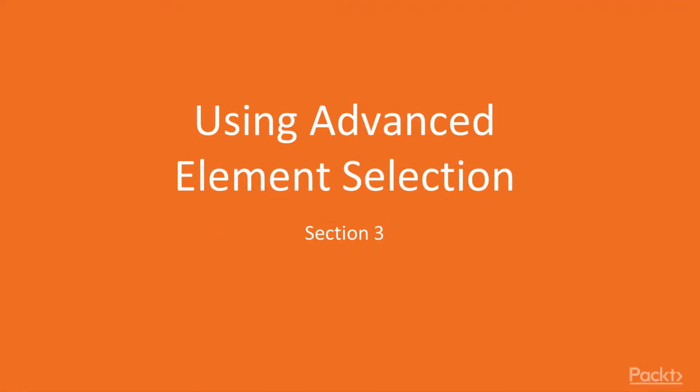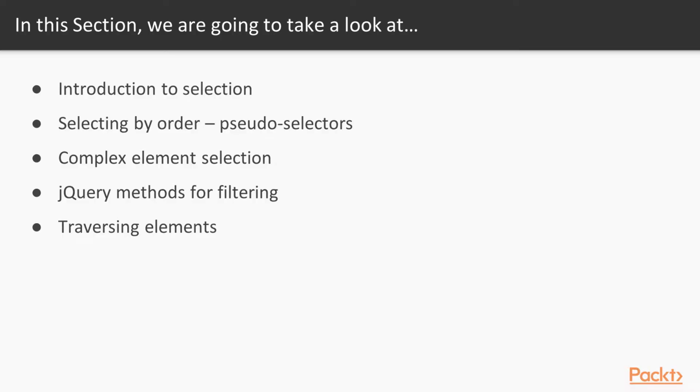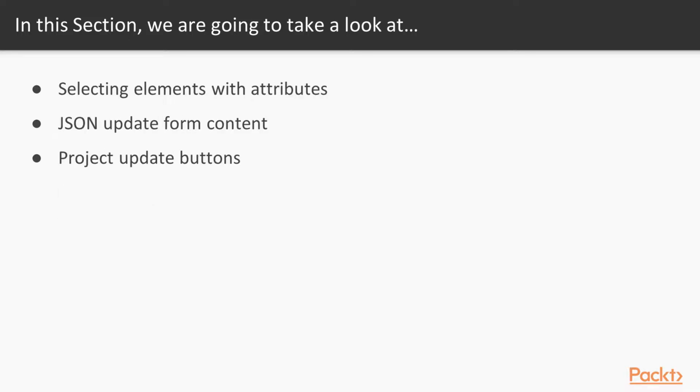In this section, we're going to be looking at advanced element selection using jQuery. There's a selection overview, also selecting by order using pseudo selectors, and then more complex element selection, also traversing through the elements and how you can navigate through those elements to make your selection process, selecting elements and attributes, using the data that's contained within elements and web forms in order to update content within your form. And then we're going to also be updating our project and syncing it with select and buttons. All of this and a whole lot more is included in section 3, coming up next.